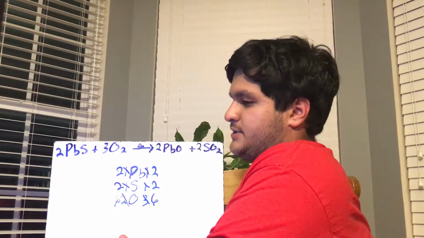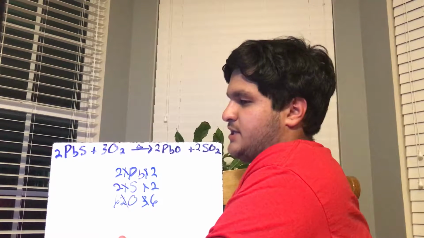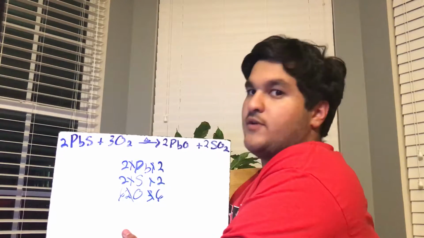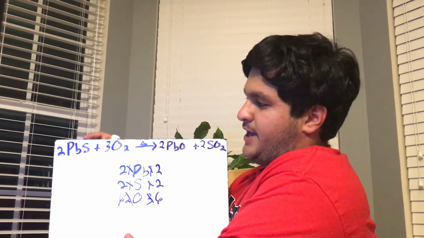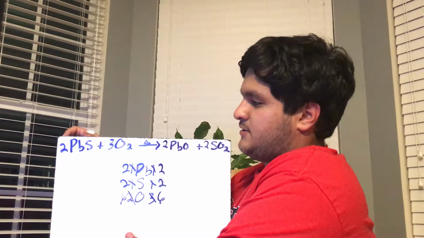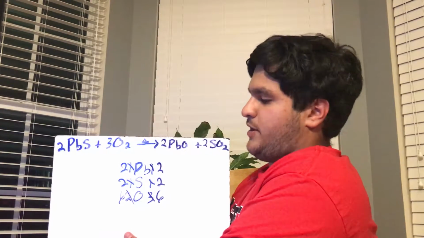A mole is 6.02 times 10 to the 23 atoms of any certain element, compound, or substance. So we can know how many moles of this is equal to this, or the other way around.